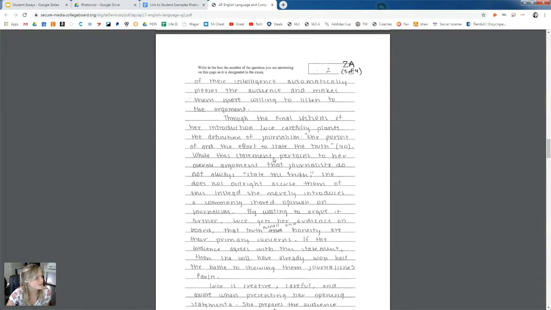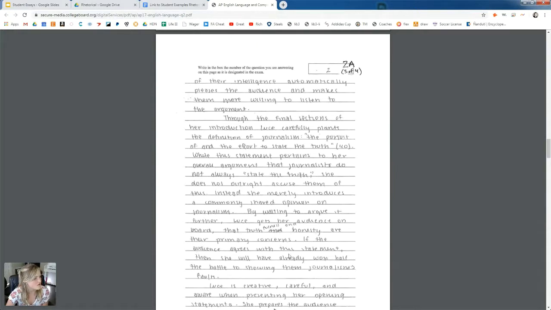What this statement pertains to is her overall argument that journalists do not always state the truth. She does not outright accuse them of this. Instead, she merely introduces a commonly hated opinion on journalism. I think that's hated. By waiting to argue it further, Luce gets her audience on board that truthfulness and honesty are their primary concerns.